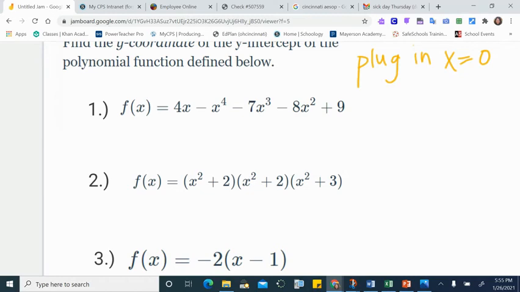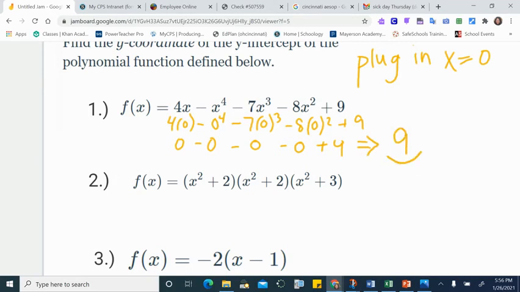and simplify. So if we do this first one, if I plug in, I get 4 times 0. Okay, that's 0, right? Minus 0 to the 4th. Okay, that's still 0. Minus 7 times 0 cubed. Yep, that's still 0. Minus 8 times 0 squared. Okay, lots of zeros. Oh, and then a plus 9. So the answer to this guy, the y-intercept, is at y equals 9.